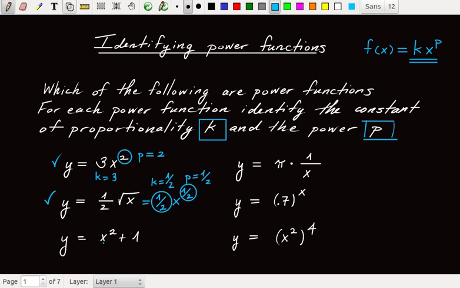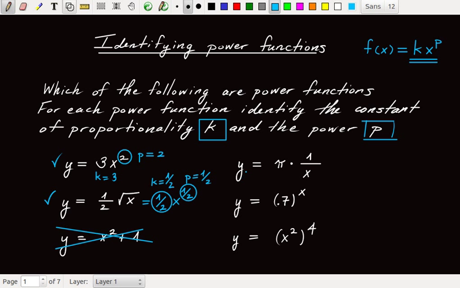What about the next one, y equals x squared plus 1? Is this a power function? Well, actually not. It's not a constant multiple of a power. It's a constant multiple of a power plus 1. In fact, for all power functions, if you plug in x equals 0, you should get 0 out for y. In this case, if we plug in x equals 0, we get 1. So it's not a power function.